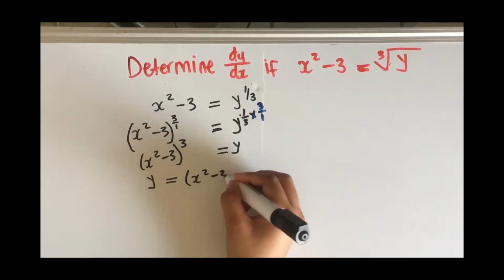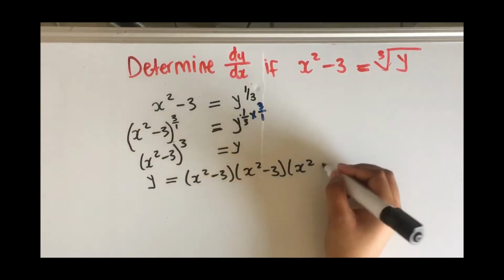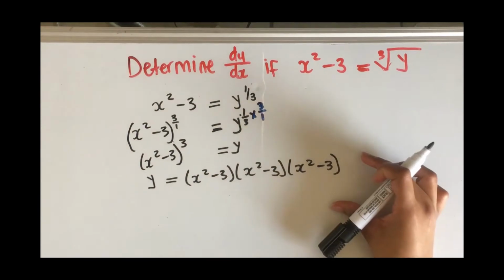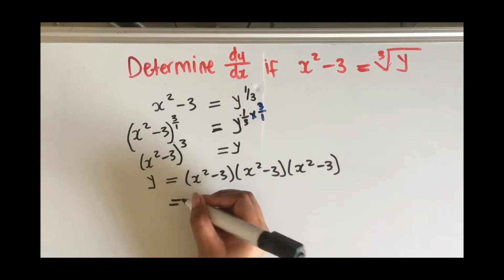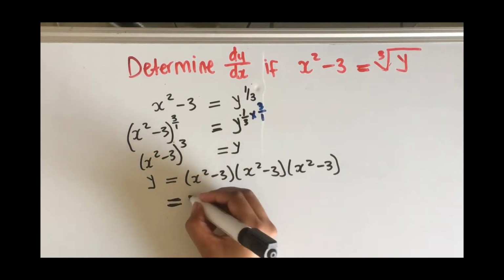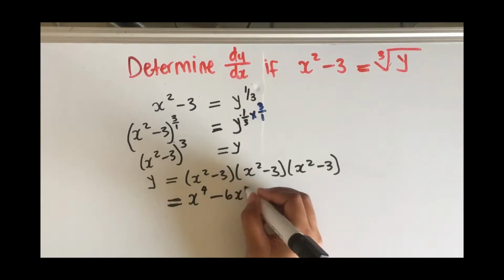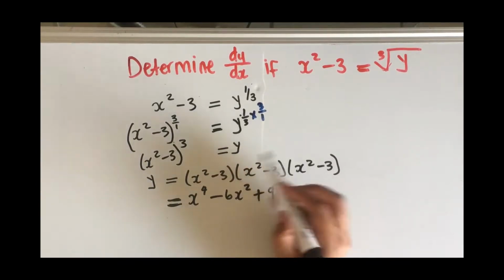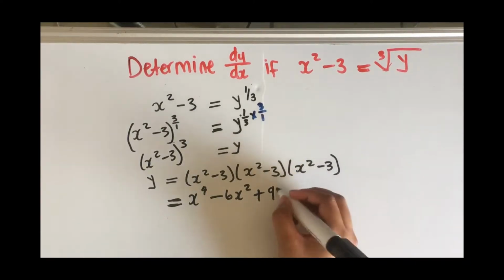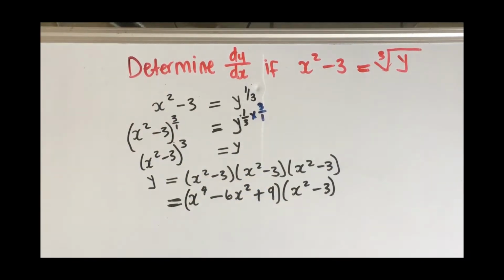So x squared minus 3 multiplied by x squared minus 3 multiplied by x squared minus 3, that's 1, 2, 3, and then we multiply throughout. So x squared multiplied by x squared gives us x to the power of 4 minus 6x squared plus 9, because negative 3 times negative 3 is positive 9. Then this will multiply again by x squared minus 3.